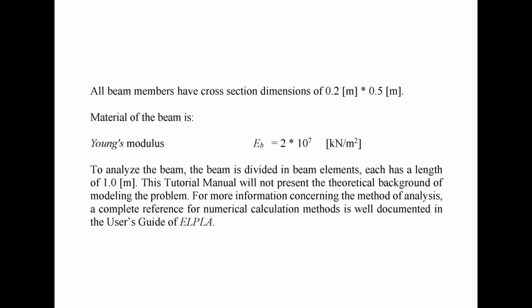The Young's modulus of the beam member is 2 pi 10 power 7 kilonewton per meter square. To analyze, the beam is divided into beam elements. Each has a length of 1 meter. This tutorial manual will not present the theoretical background of modeling the problem. For more information concerning the method of analysis, a complete reference for numerical calculation method is well documented in the user's guide of ELPLA.